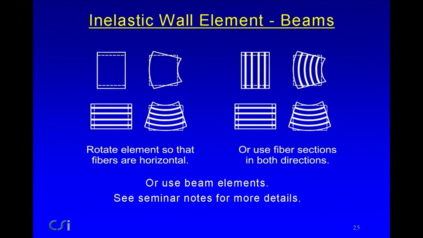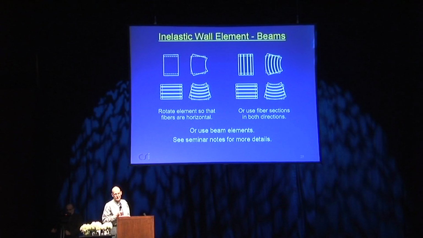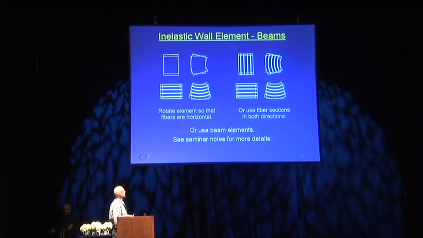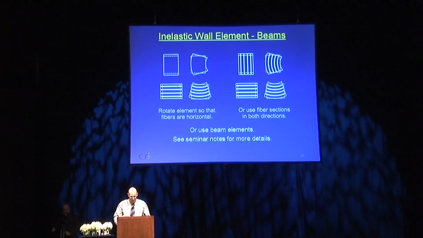If you're using inelastic wall elements to model beams, there's a couple of things you can do. You can rotate it so it's horizontal. And we're talking just about the bending part now. I'll talk about shear in a moment. So you can do this now. It's elastic vertically, and you've got fiber sections for horizontal deformation and bending. Or you can, in Perform, use a different element which has got fibers in both directions. This in Perform is called a shear wall element, and this is called a general wall element. Or if you're modeling beams, you could use beam elements.